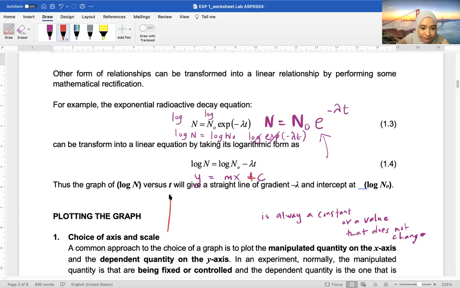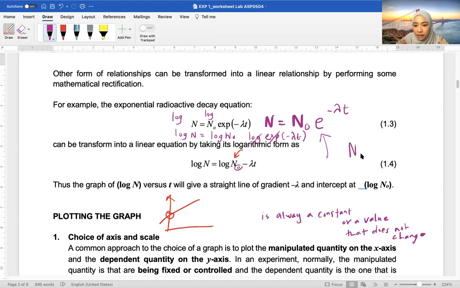When I have a graph, it intersects somewhere. Does this place change? No. What will not change in this equation? Log n naught. Yes. Log n naught is something that will not change because n naught is a constant. So log n naught is your c, the only thing that does not change in this equation. t can change, t is time, and n is a variable as well.